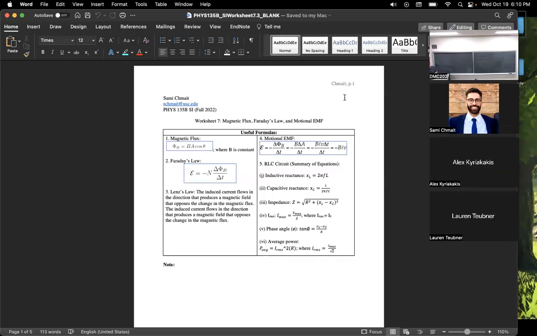All right, hi guys, this is worksheet 7. We're talking about magnetic flux, Faraday's law, Lenz's law, and EMF here.